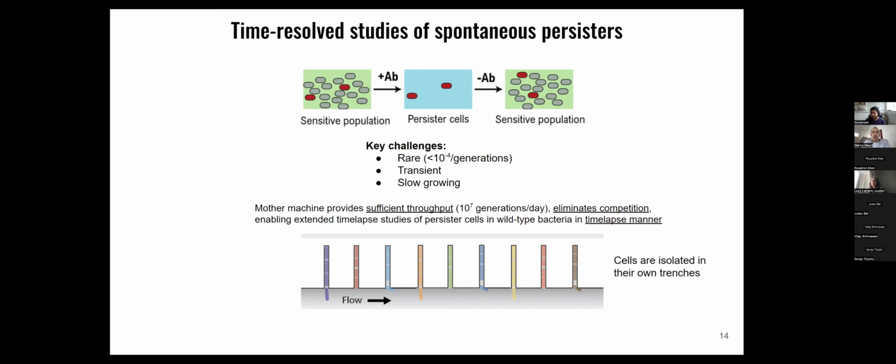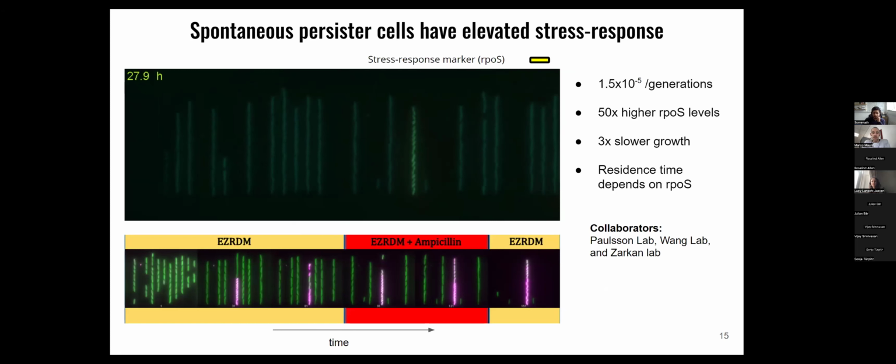And of course, because of the nature of these studies, we can follow the dynamics of entry, exit, and the physiological dynamics during this process. This is a new study that we're doing, but here's clear data to show how we can now detect persisters, and we find that they're actually not completely dormant. They can actually continue to grow. They are 3 times slower in their growth, but they're very stressed.